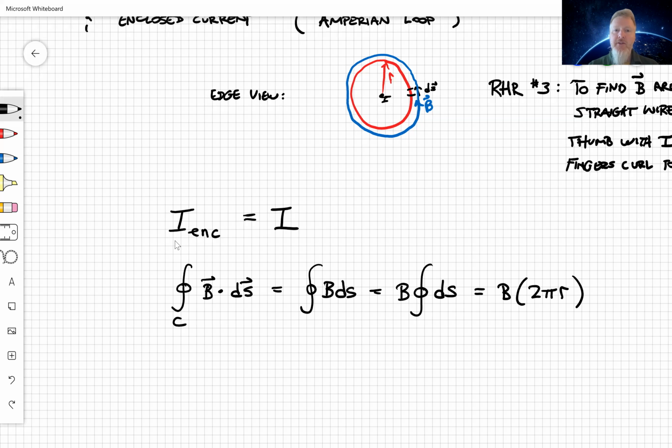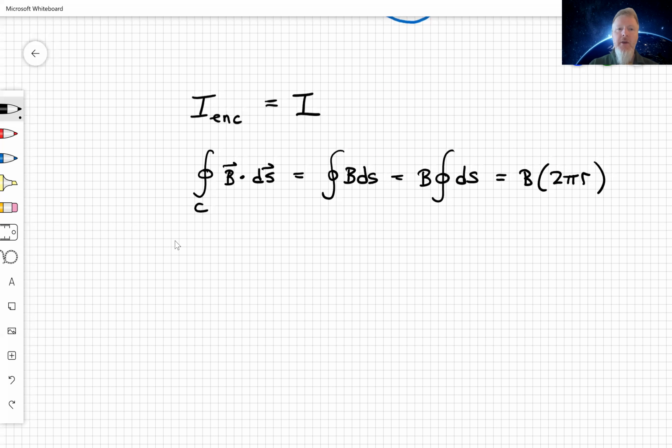So here is the final evaluation of the long straight wire via Ampere's law. Now I put the whole thing together in Ampere's law, and I've got to remember all my constants. So I've got a c squared, and the integral of B dot ds has become B 2 pi r.